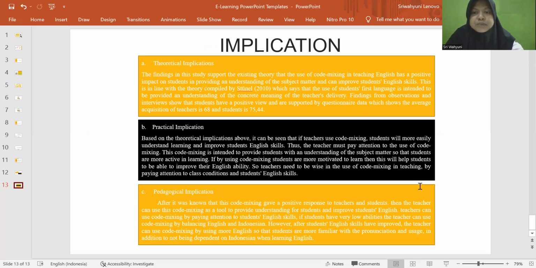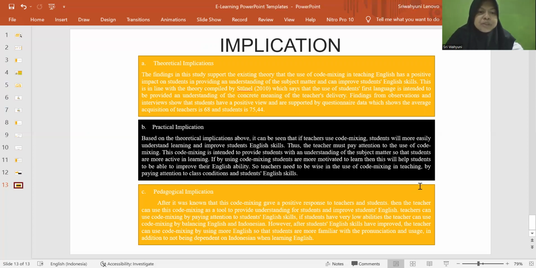Thus the teacher must pay attention to the use of code mixing. This code mixing is intended to provide students with an understanding of the subject matter so the students are more active in learning. If by using code mixing students are more motivated to learn, then this will help students to be able to improve their English ability. So the teachers need to be wise in the use of code mixing in teaching English by paying attention to class condition and students' English skills.